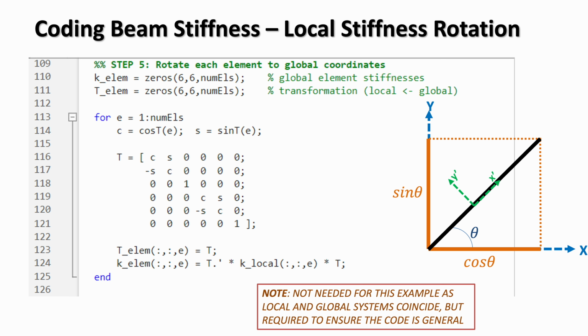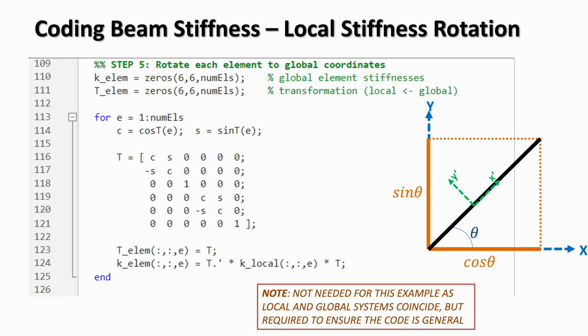Each element is defined in its own local axis, but the structure is assembled in the global x and y coordinates, so we need to transform between the two. This is done using the transformation matrix built from the cosine and sine of the element angle we calculated earlier. Inside the loop, we form this 6x6 transformation matrix for each element using the direction cosines.